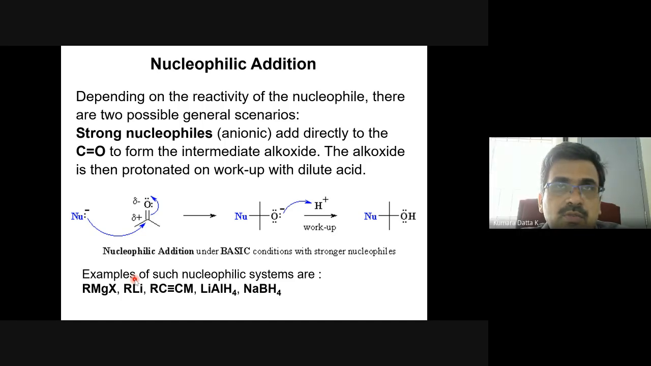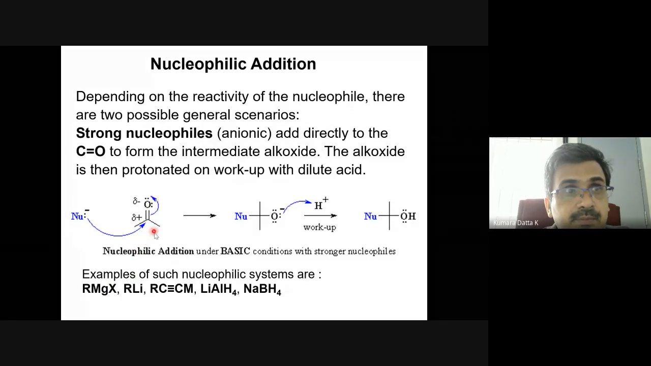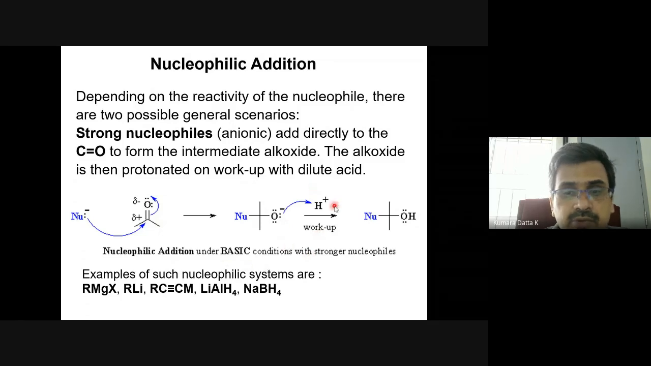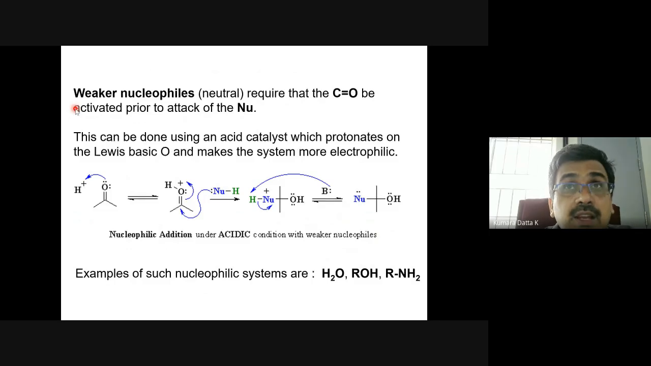So here we have seen how nucleophilic addition takes place, and this happens because of the generation of partial charges. Then, finally working up with dilute acid, you create different alcohols. And if you have weaker nucleophiles, this is again similar to SN1 and SN2. In the case of SN1, you can have a weaker nucleophile. In the case of SN2, you should have a stronger nucleophile.